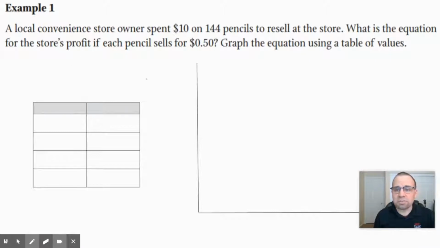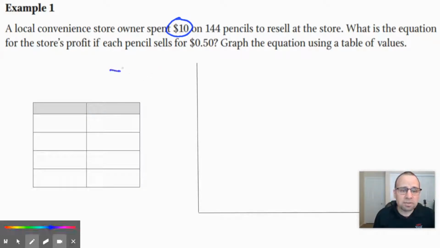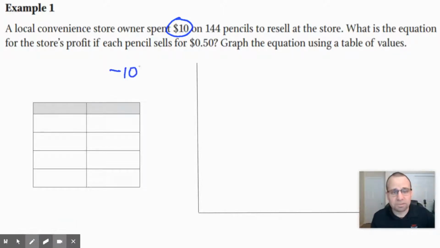So to start off this problem, we're going to start with the $10 the convenience store owner spent. If you think about it this way, that's not $10 he has to spend, that's $10 he's already spent. So I'm going to write it as minus 10. He's actually $10 in the hole, so to speak. So he's down $10. He's missing $10 because he spent it on these 144 pencils.